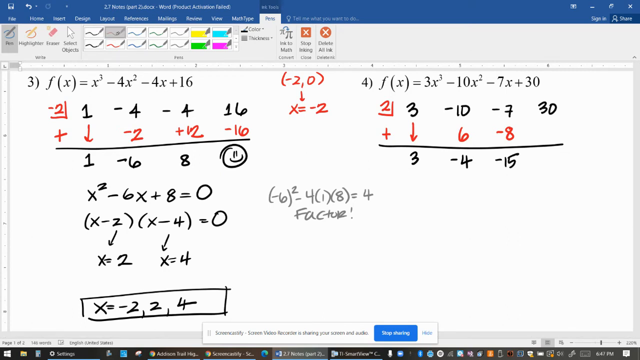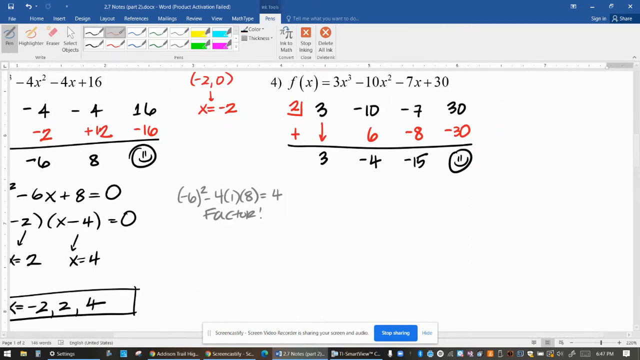And guess what, kids? What should your last column be? A remainder of 0, because, as you saw on the graph, (2, 0) is an x-intercept, which means x equals 2 is a 0. That means it divides perfectly and evenly into the polynomial.